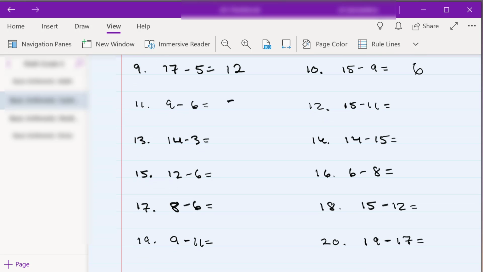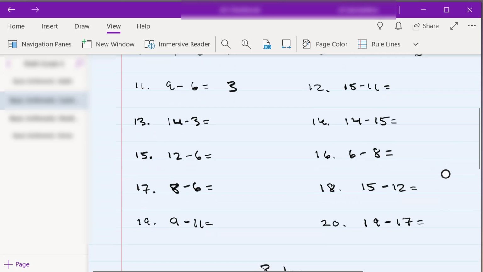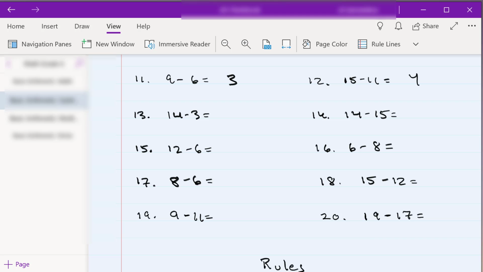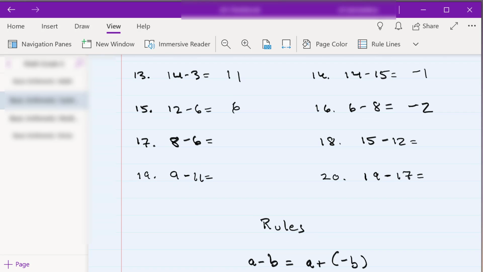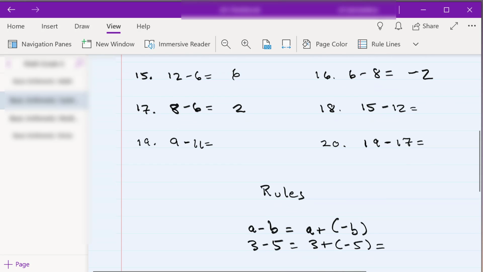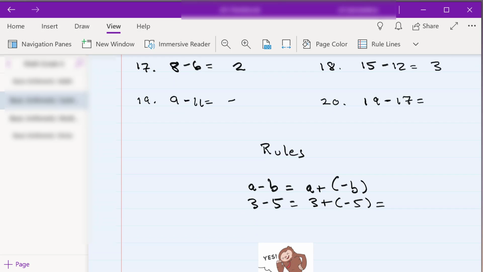9 minus 6 is 3. 15 minus 11 is 4. 14 minus 3 is 11. 14 minus 15 is minus 1. 12 minus 6 is 6. 6 minus 8 is minus 2. 8 minus 6 is 2. 15 minus 12 is 3. 9 minus 11 is minus 2. 19 minus 17 is 2.